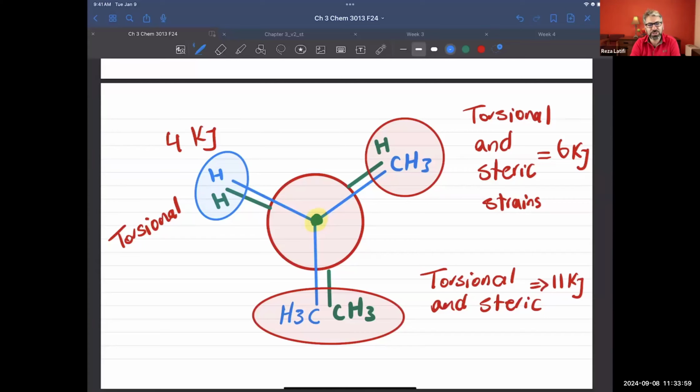Welcome back. Last lecture, I showed you the torsional and steric effect in molecules like ethane and propane. We said in an eclipse conformation, when two hydrogens are facing each other, the system will be unstable by 4 kilojoule. And if you replace one of the hydrogens by methyl, that's going to cost the system 6 kilojoule. And if you have two methyls facing each other, in this case, it will be 11 kilojoule unstable.